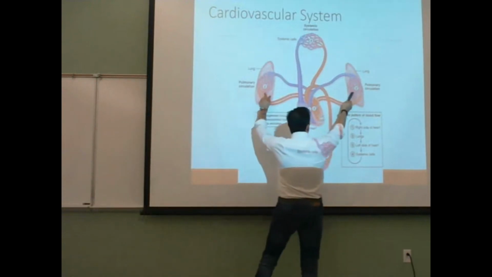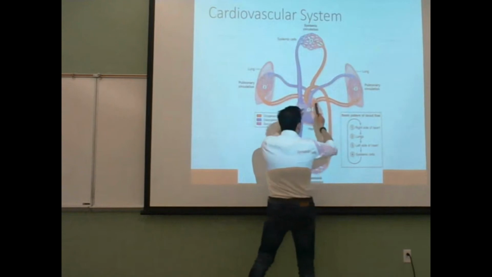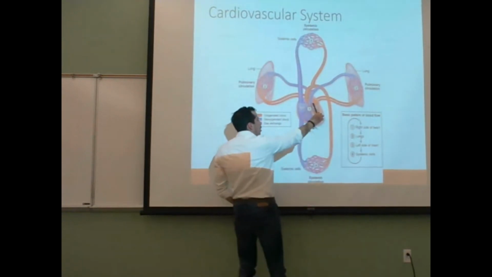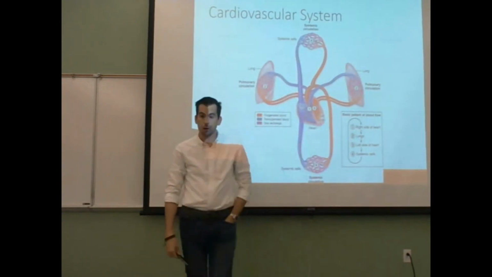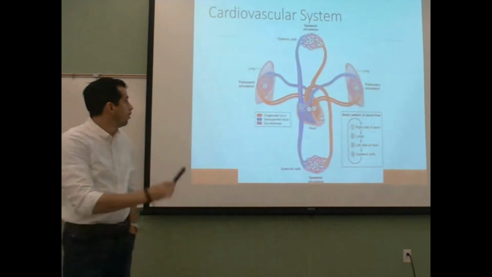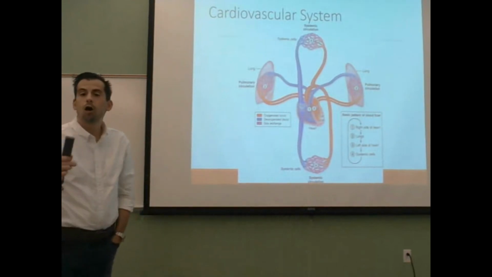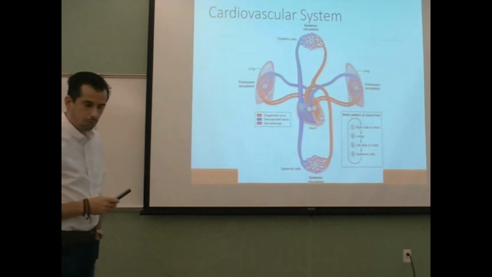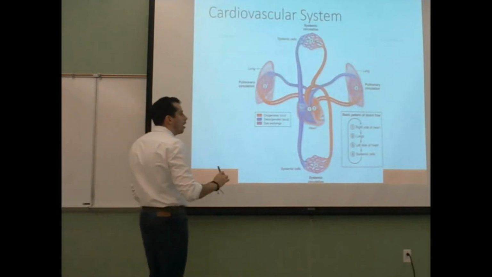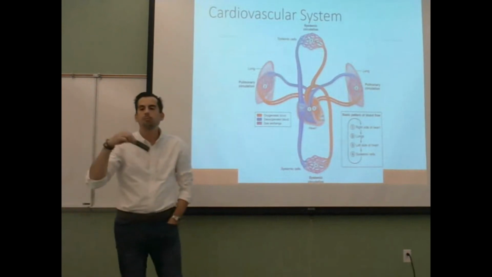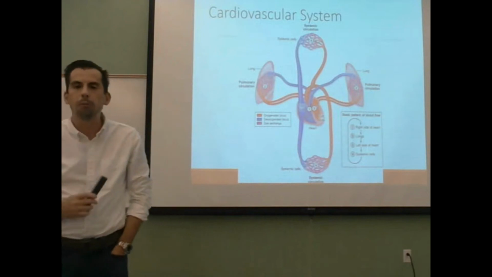Will pass through the lungs, come back through our pulmonary veins to the opposite side of the heart, the left side of the heart. That's going to be referred to as the pulmonary circuit. Blood that leaves the right side of the heart, goes to the lungs, and it comes back to the left side of the heart. That's the pulmonary circuit.